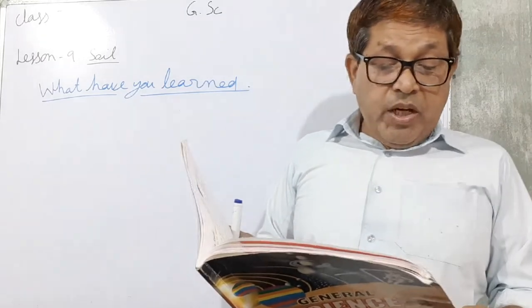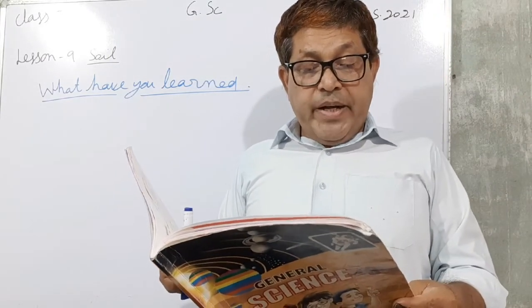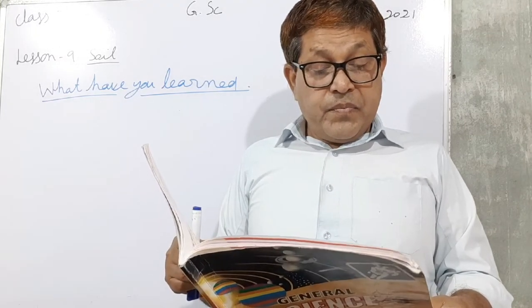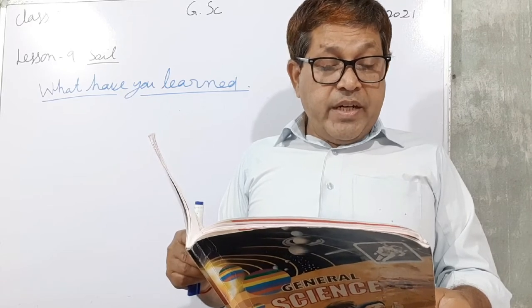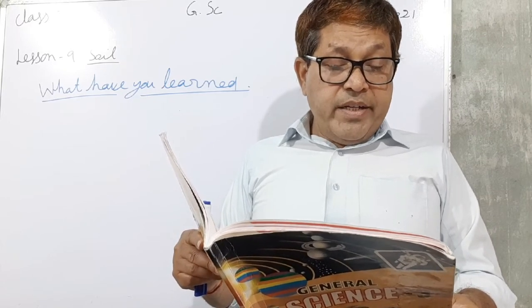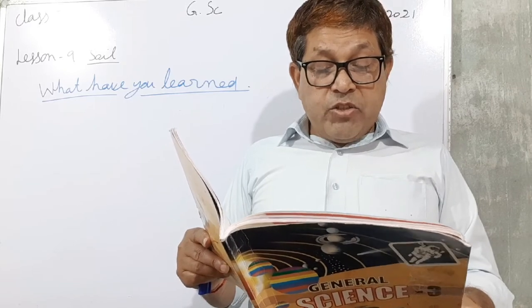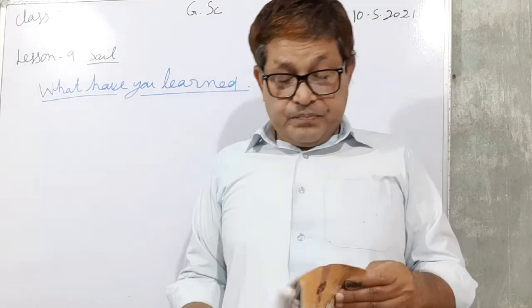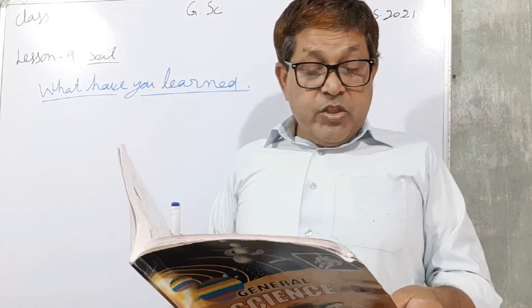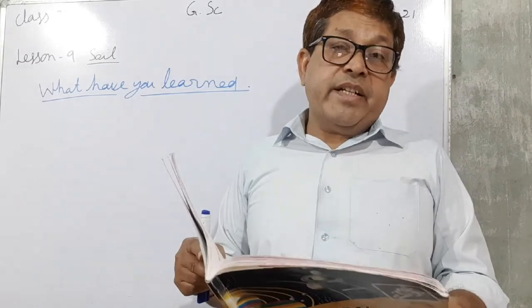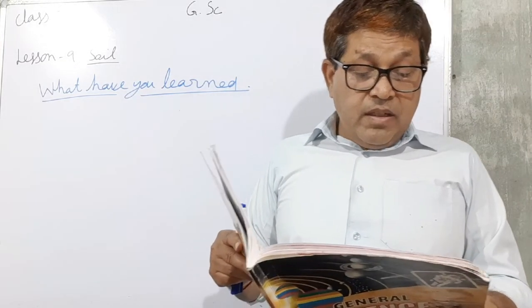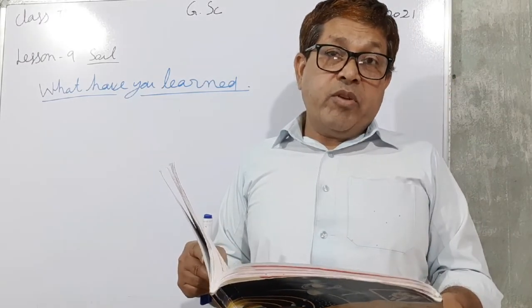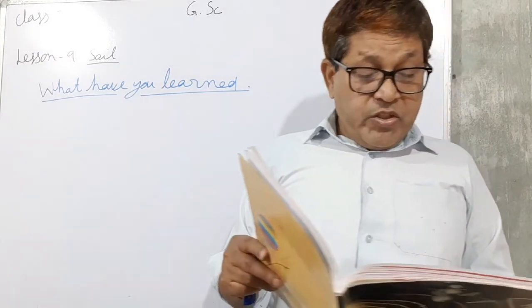Now next, soil is made up of particles of different sizes. Now next, soil contains water and air. Soil also contains organic matter and humus. Now next, soil is mainly of three kinds. Number one is sandy, second is clay, and third is loamy soil. So these are the three types of soils.